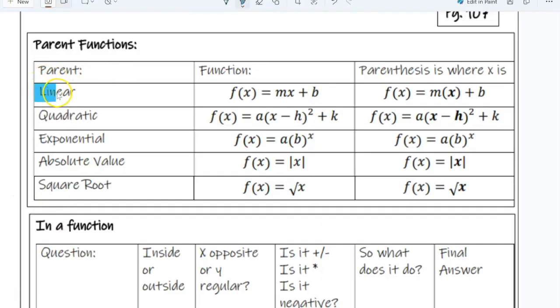So you have a linear parent function, that's y equals mx plus b, where the parentheses is where the x is. So where you see the x, that's your parentheses. Anything outside of that is outside, anything inside of that is inside.